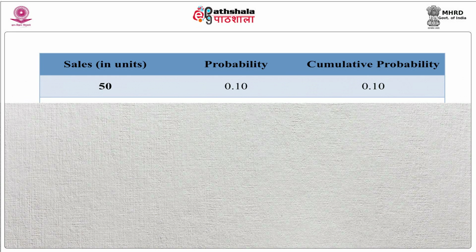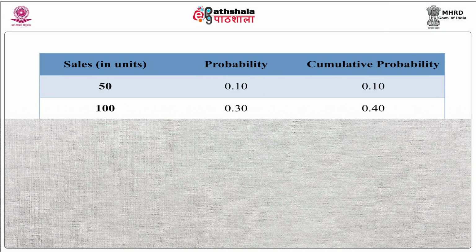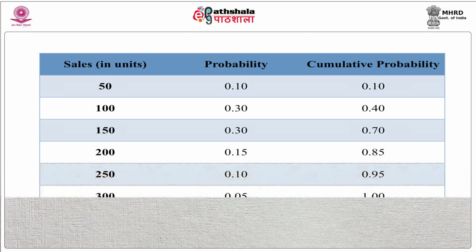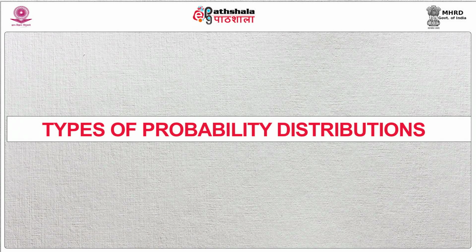Now the probability of having 50 units is 0.1 and the cumulative probability is again 0.1. The probability of having 100 units of demand is 0.3, but the cumulative probability will be 0.4. It comes out like 0.1 plus 0.3 and so on. So the probability of having 200 units of demand will be 0.15, but the cumulative probability will be 0.85. This is 0.15 plus the previous value of 0.70. Like 300 units, 0.05, and finally it comes out to be 1.